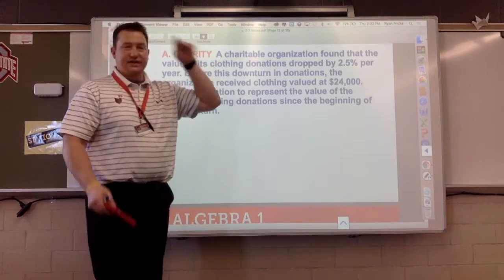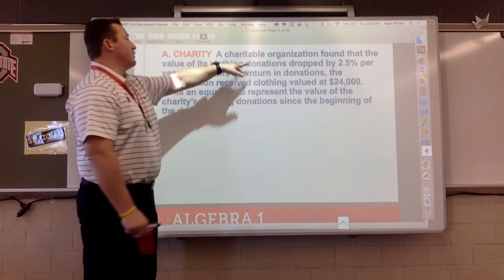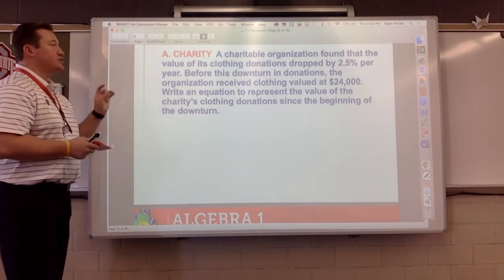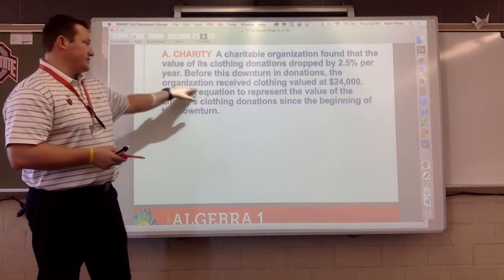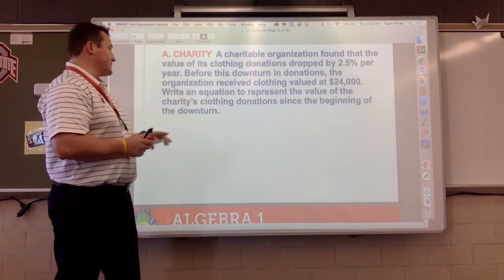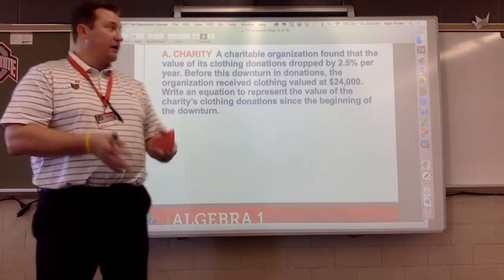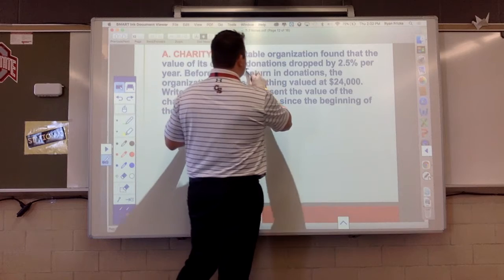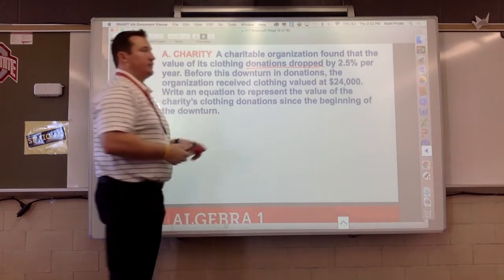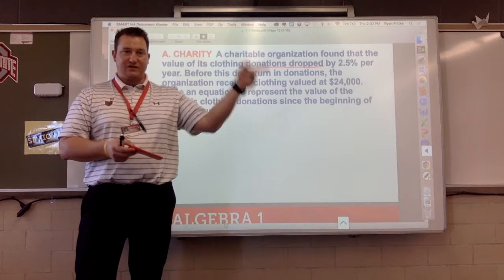Here we go. This is the same kind of scenario. You guys want to try to write this one? A charitable organization found that the value of its clothing donations dropped by 2.5% per year. Before the downturn, they received clothing valued at $24,000. Write an equation to represent this scenario. Again, we have to use our keywords. Donations dropped by that percent. That says 1 minus the rate, not 1 plus the rate.